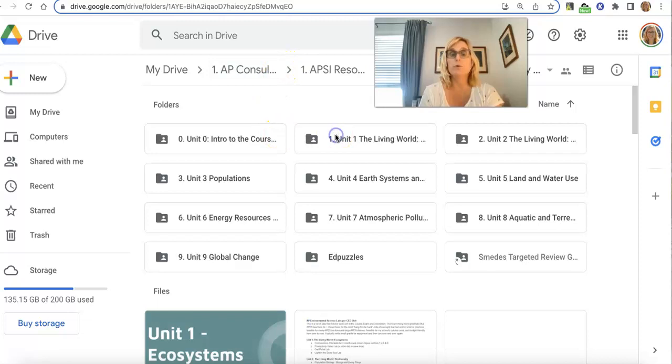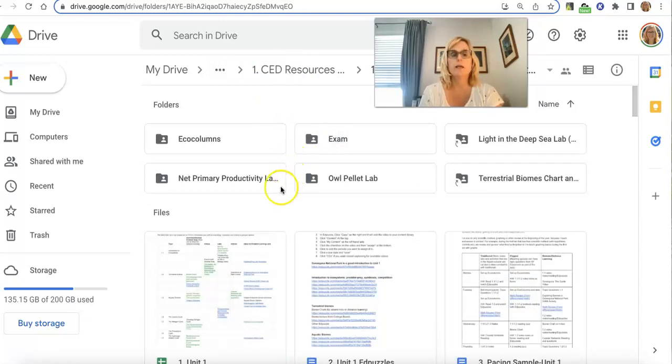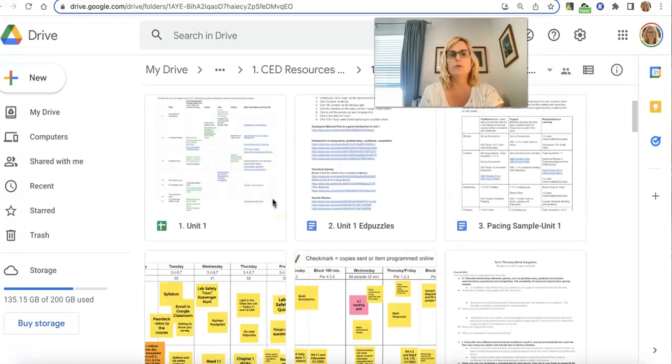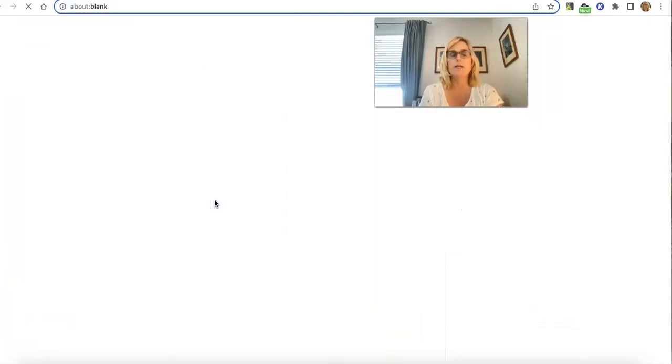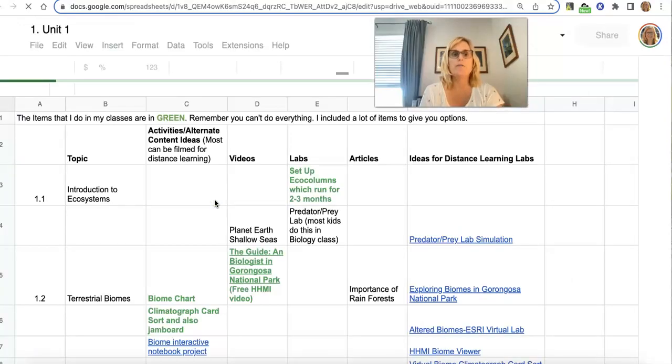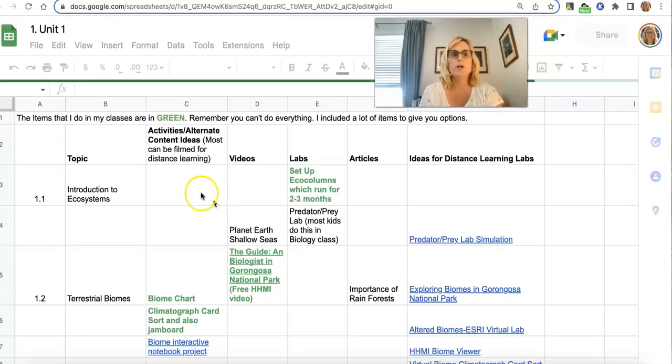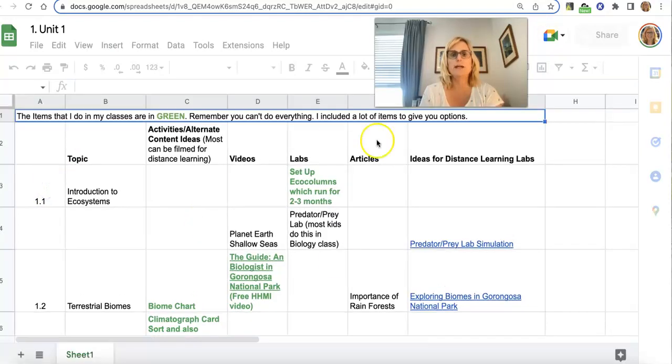There it is. I want to go to Unit 1. In Unit 1, I have a spreadsheet of all the resources that you have, and you won't use them all. You will not use everything on here in time. But on this spreadsheet, you have things that you can do. So topic 1.1, you can do these items that I have.